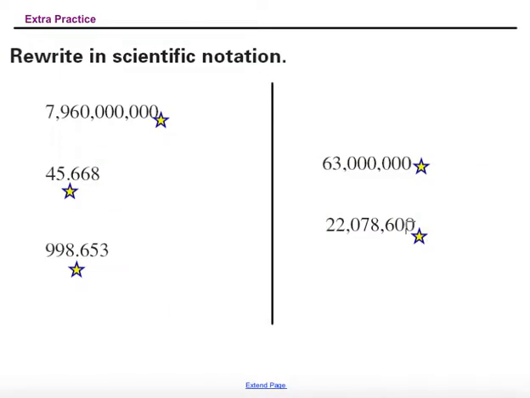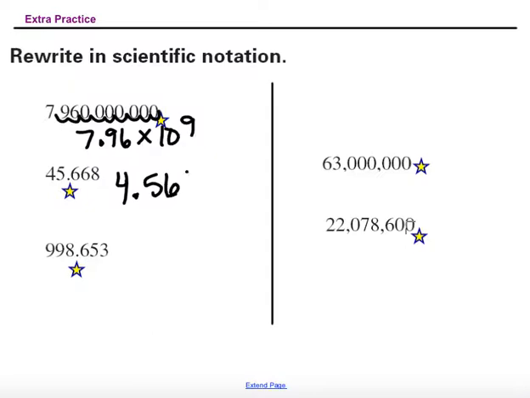Now we can do scientific notation on many different things. Really big numbers like 7,960,000,000, and I would say 7.96 times 10 to the, well, 1, 2, 3, 4, 5, 6, 7, 8, 9. Or we could do it with regular numbers like 45.668. Now, it may not be very helpful, but we can still do it: 4.5668 times 10 to the first. I would just need to move that decimal once.